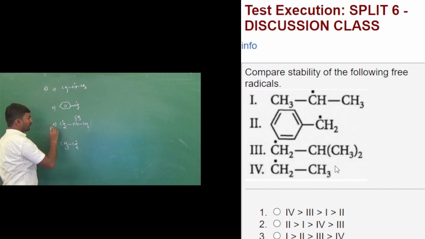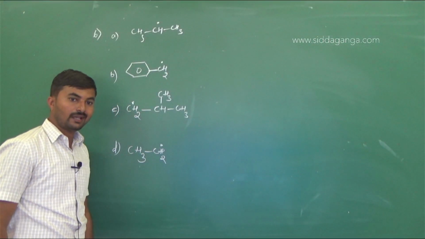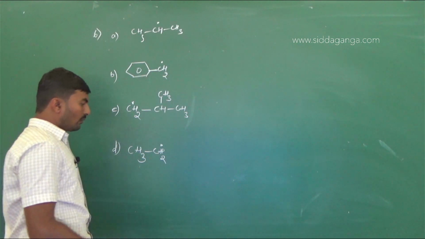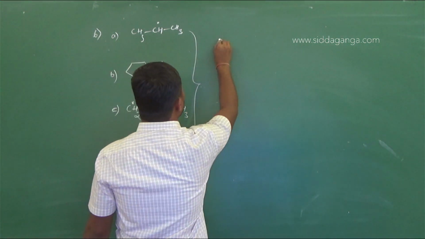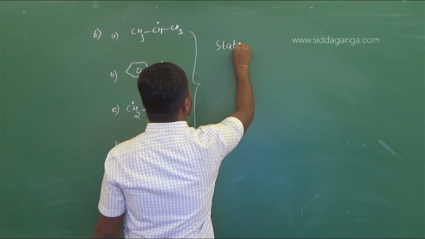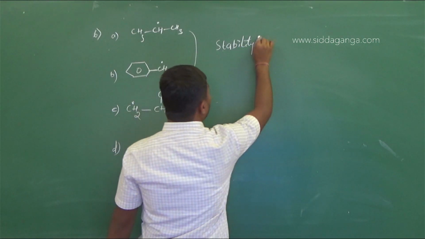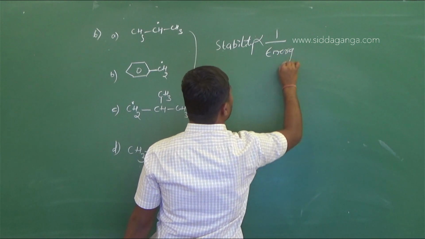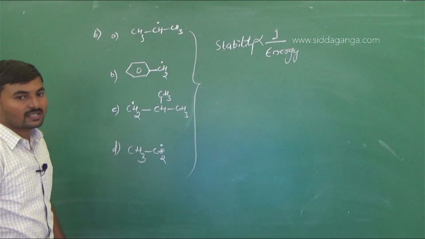So these are the free radicals they have given, which we have to arrange with respect to their stabilities. Before starting this concept, we must know the relationship between the stability and energy of a molecule. Stability of the molecule is always inversely proportional to the energy of the molecule. Energy and stability are inversely proportional.